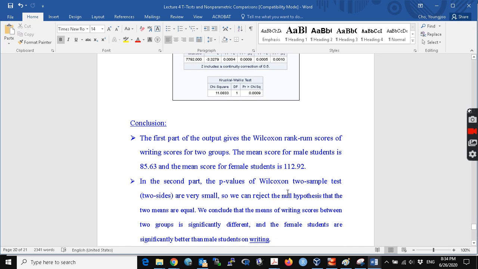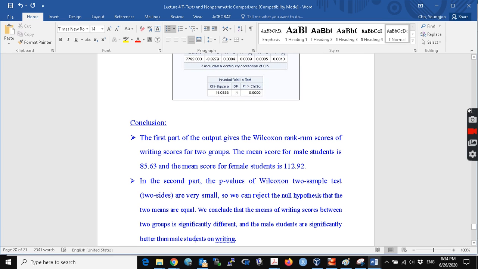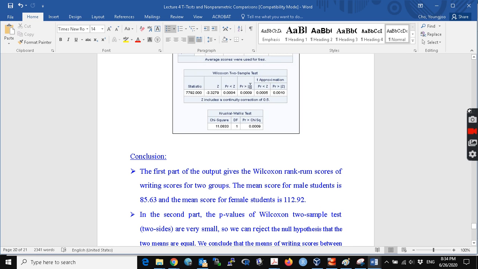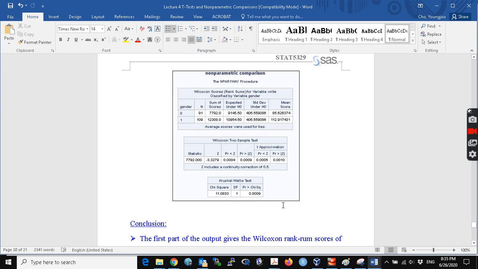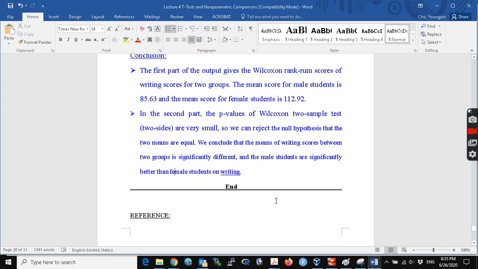So we conclude that this test statistic is very small, even the approximation or the test statistic for Z is very small. We can determine that the male students are significantly better than female students on writing. Or just simply say the mean of writing score between the two groups is significantly different because the p-value is less than 0.05.